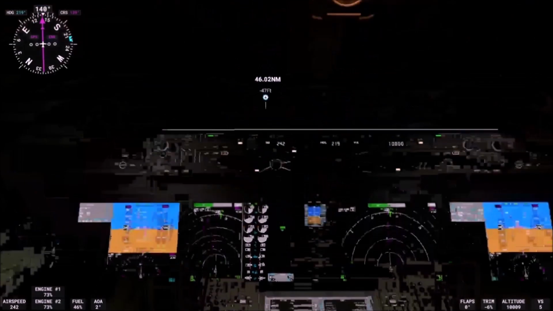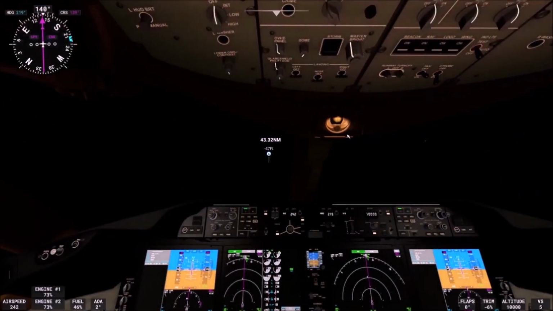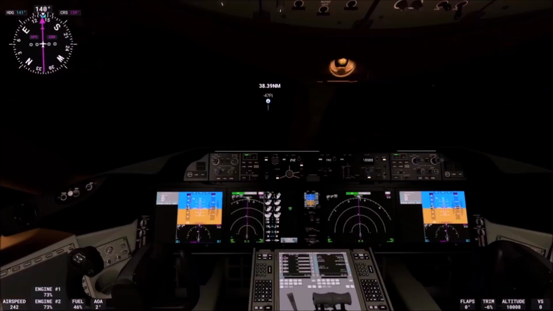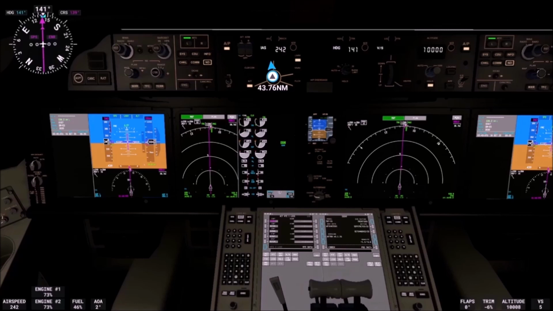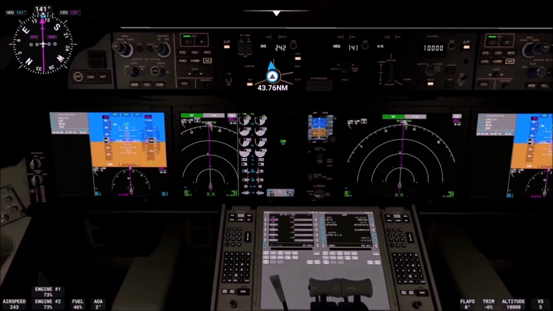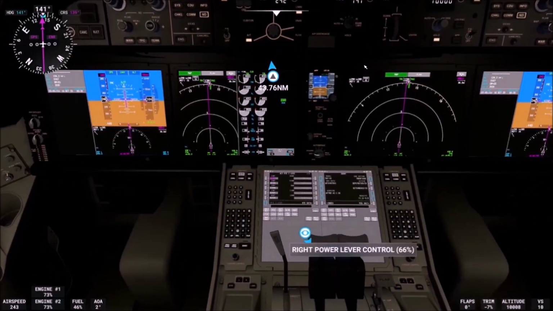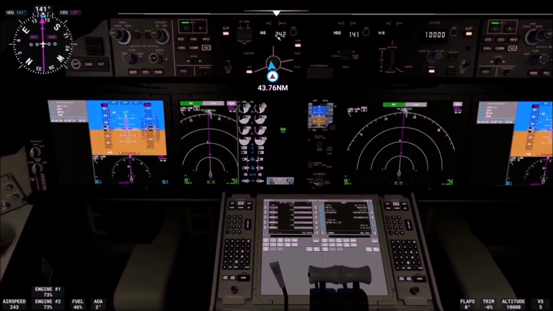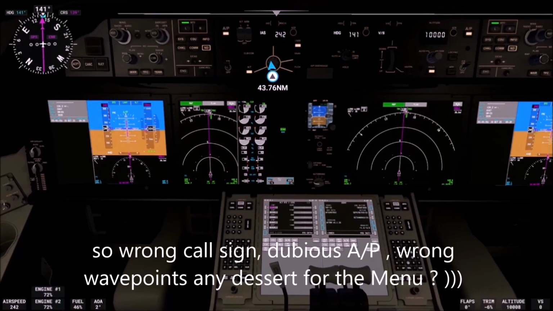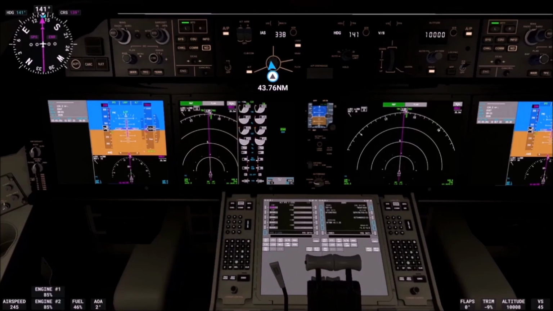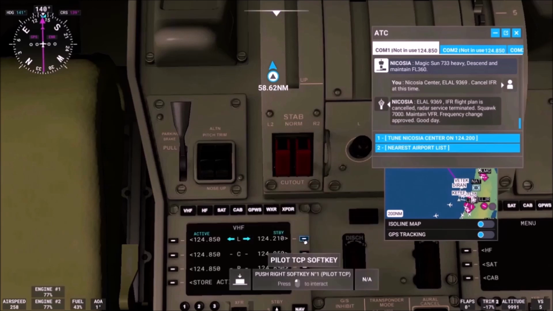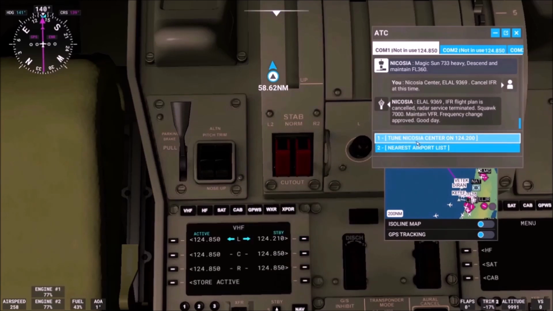But anyhow, we managed at least to be on course. Okay, so I think we can speed up a little bit, 140 let's say. Have a look at the levers here. And also here indicated airspeed. Okay, 335. For instance now, the frequency in Nicosia Center is 124.2, isn't it?